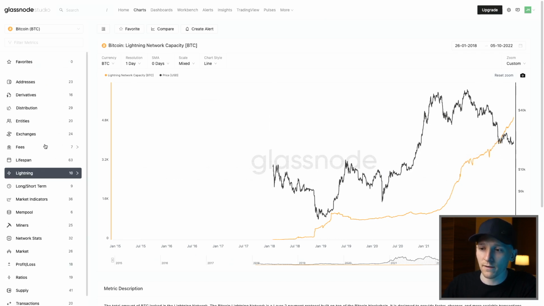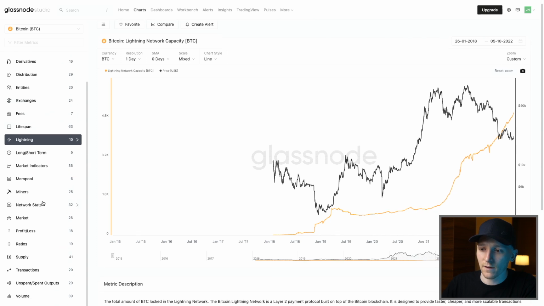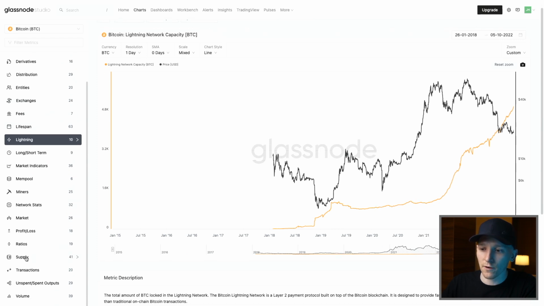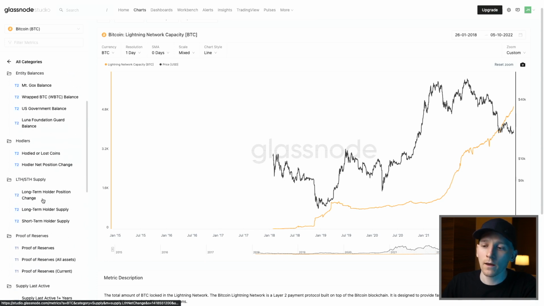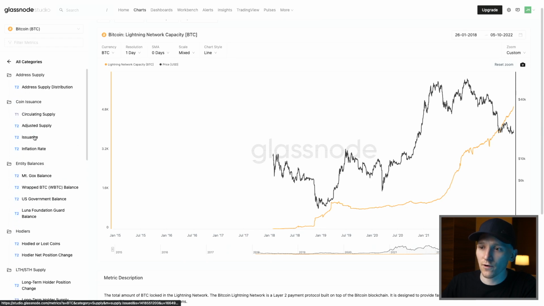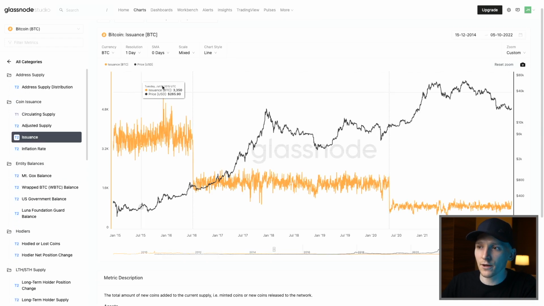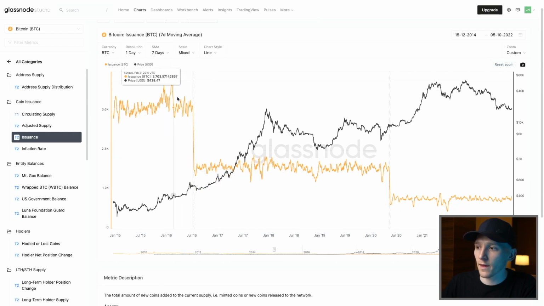So there's a lot of data to look at here. And as you can see, market, profit and loss, lots of different ratios. We'll look at the supply right here, adjusted supply, issuance, inflation rate. It's all here. You can go through them yourself, but you can just very easily click on this, and then you can change the resolution of the dates and everything like that. So maybe we'll look at a resolution of a day, and then you can put a simple moving average on there as well. So we can apply that. And it's fairly simple charting.